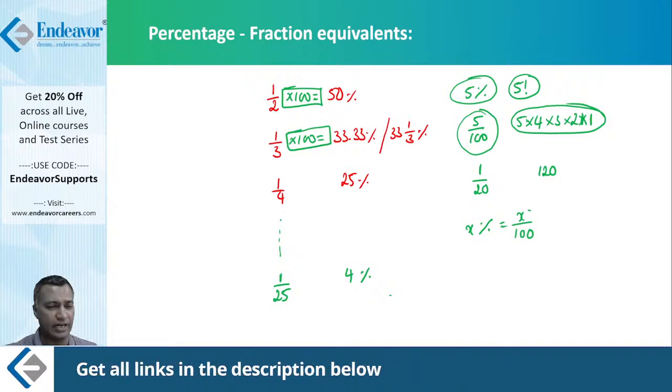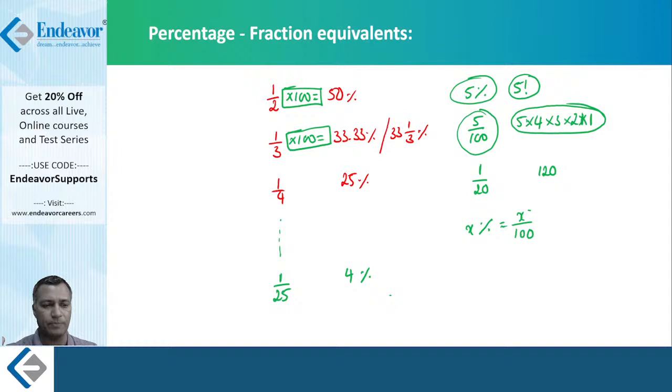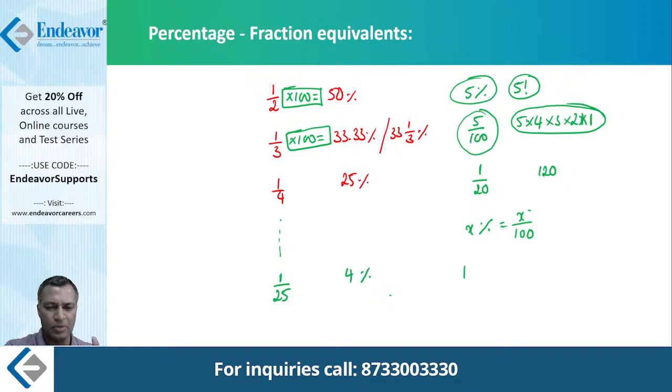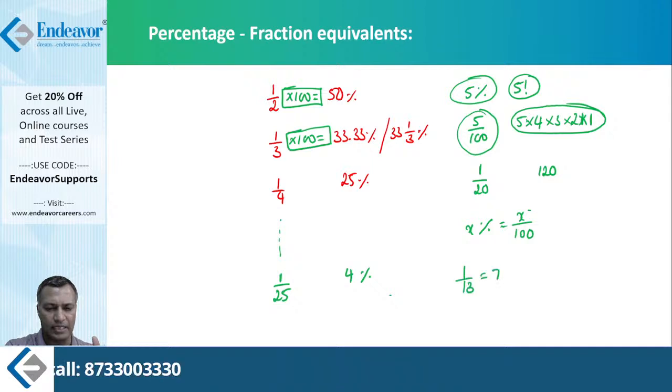In a similar fashion, these numbers should be so well drilled that you don't need to link them with certain things. It should just pop up, which means when I say 1 by 13, you should simply write it as 7.69%. Generally we remember to 2 decimal place accuracy, right?